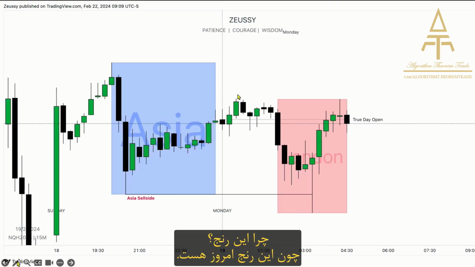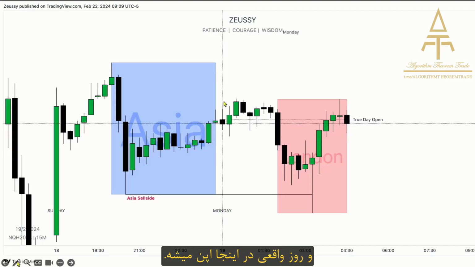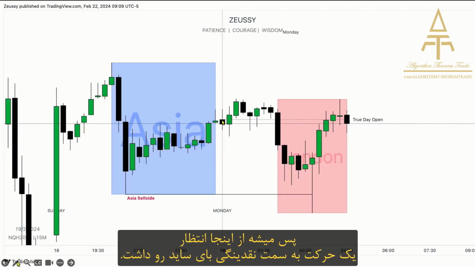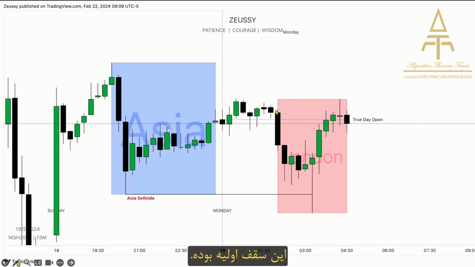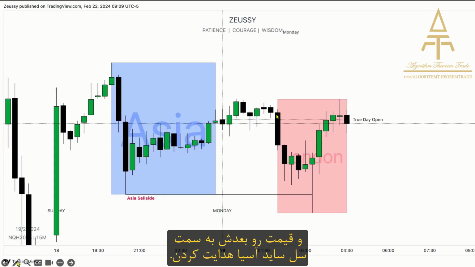Why that range, you might be wondering? Well, that's the range of the current day, because the day opened up here at the true day open, midnight opening price. So therefore we can anticipate a run towards buy side liquidity back into that range. What we see is that a new high of London gets created. This was the initial high. They sent it lower.